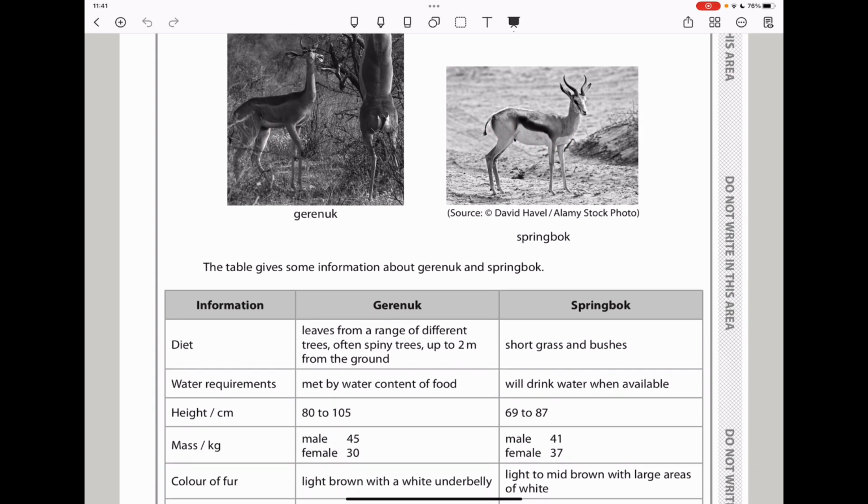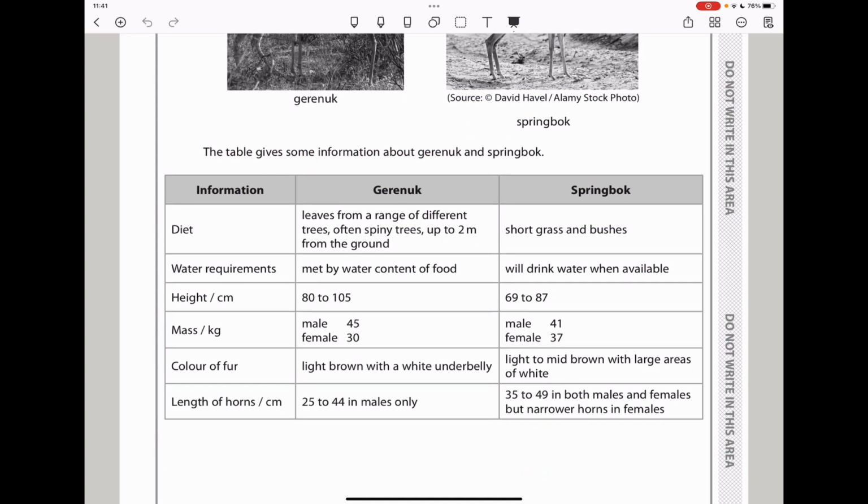So they say, the table gives some information about Garanox and Springbok. So here we can see the diet. These feed on leaves, a range of different trees, often spiny trees up to 2 meters from the ground. So this is really high. These are short grass and bushes. And then we see the water requirement. These ones here, the water content is made by the food they eat, while these ones have to drink water.